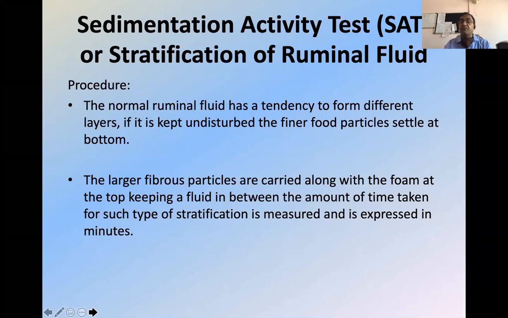Finer particles settle at the bottom. More fibrous parts settle on the top. So they will form a stratification. For that, you have to collect at least 100 to 250 ml of fluid.